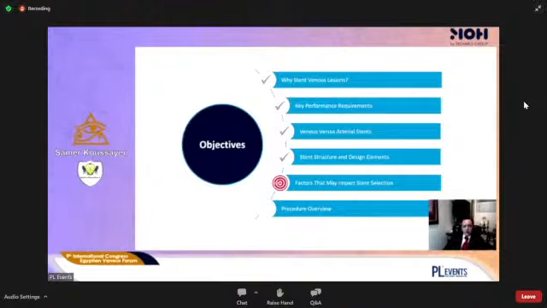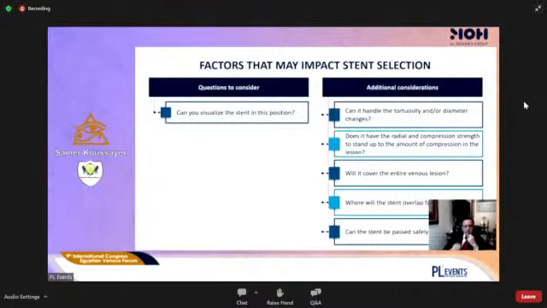Now we go to number 5, the factors that may impact stent selection. There are a couple of questions we need to consider when we decide on our stent selection. Can you visualize the stent in position? It's very important. Can I see the stent? It's very well visualized on the X-ray. Can I handle the tortuosity or the diameter changes? Is the stent flexible enough to take the tortuosity, and like nitinol, can it accommodate the change in diameter when you have large and small veins, or when you go from coronary iliac to the IVC?